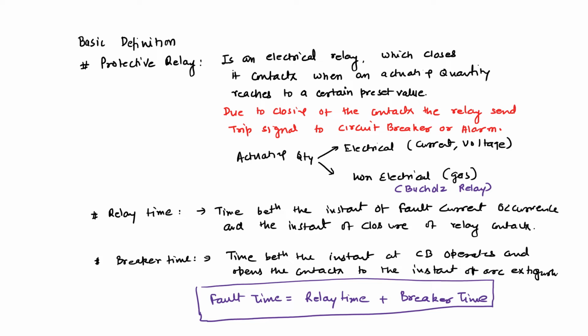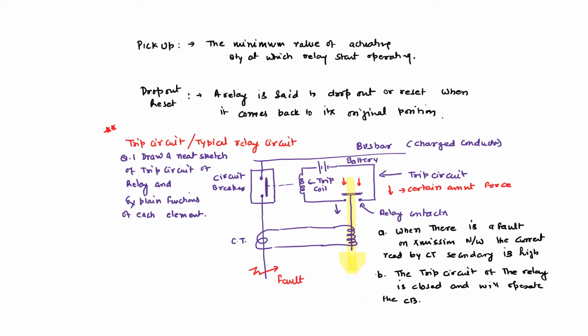Now the important part is the relay time. The relay time is the time between the instant of occurrence of the fault and the instant of closure of the relay contacts. Like the breaker time, which is the time between the instant the CB operates and opens its contacts to the instant of arc extinguishing. The fault clearing time is the time taken by the relay to operate plus the time taken by the circuit breaker to operate on the instruction of the relay. This is how the fault clearing time can be defined.